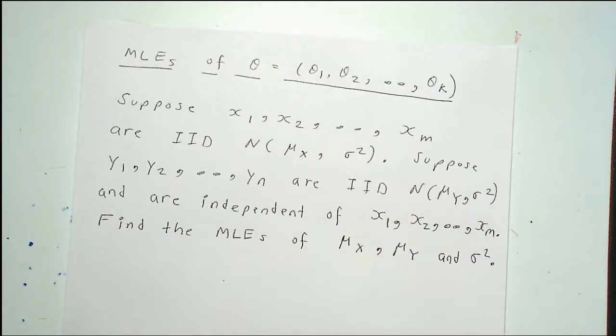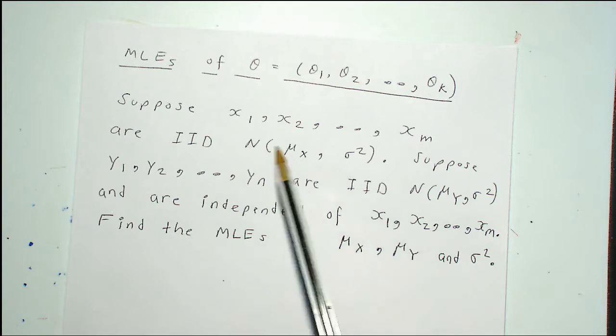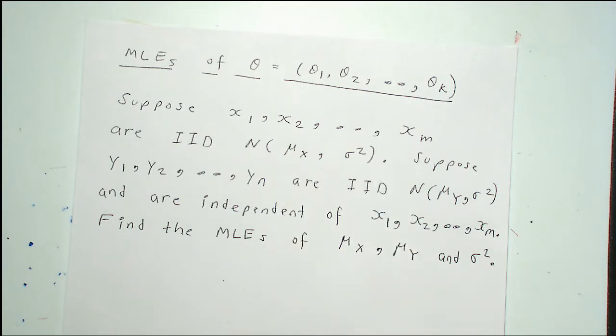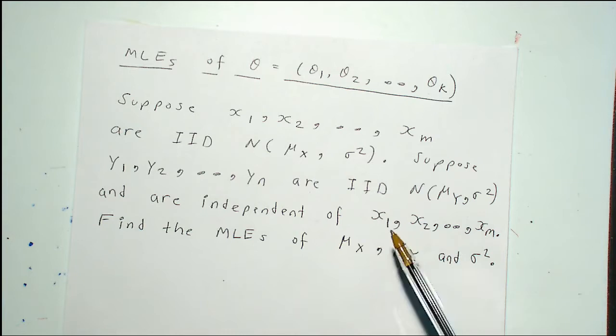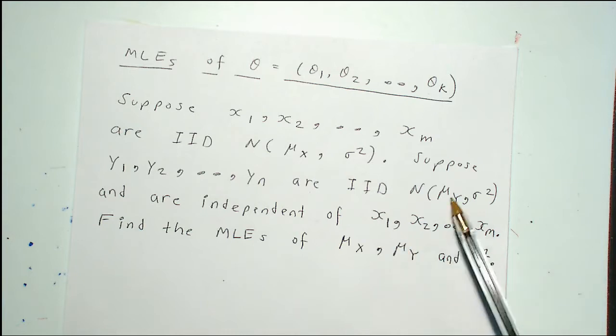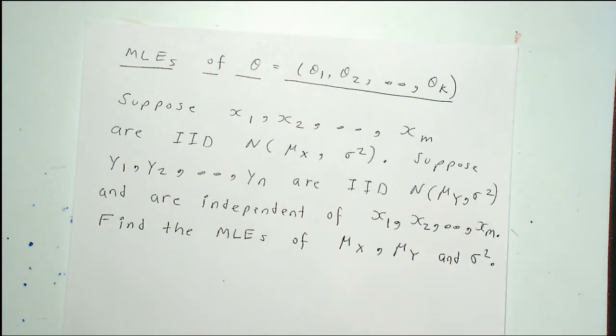Right. So in this case, you have two samples, x1 to xm, coming from a normal distribution with these parameters. And then you have another sample, y1 to yn, coming from another normal distribution with these parameters. So basically, you have three parameters: mu x, mu y, and sigma squared. And we want to find the MLEs of all three parameters, right?